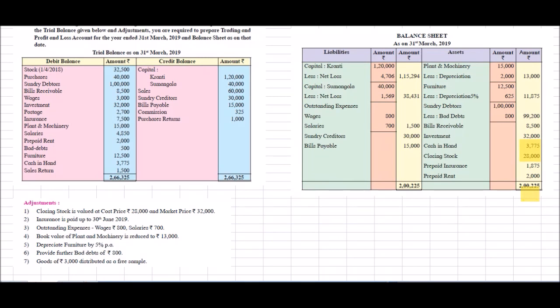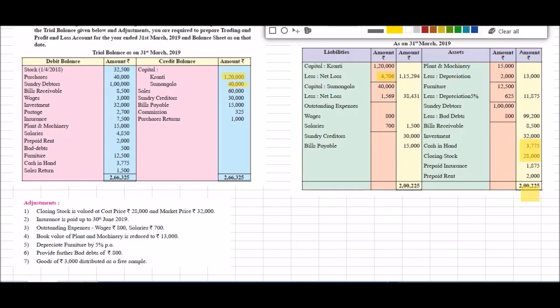Kranti's amount is 1,20,000 as an opening capital amount. This is the opening capital amount of Kranti, 1,20,000 rupees, and net loss is 4,706 rupees, and there is no drawings for the partners. If it is a profit we add, but this is a loss, so we need to deduct it from their opening account. Then it is 1,15,294.